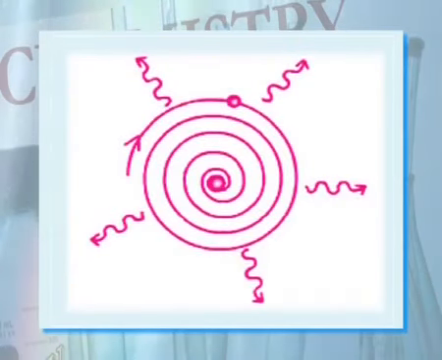This picture depicts that when electrons start revolving around the nucleus, they will radiate energy and ultimately collide with the nucleus, which shows the instability of the atomic model given by Rutherford.